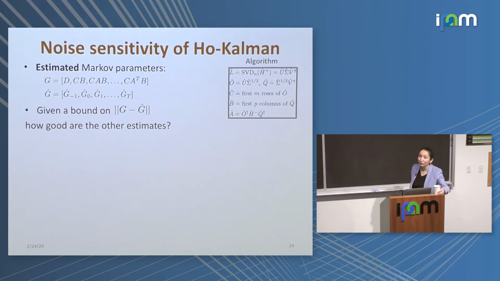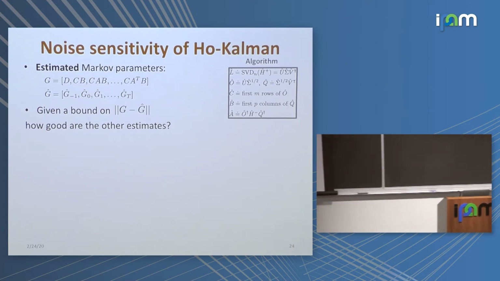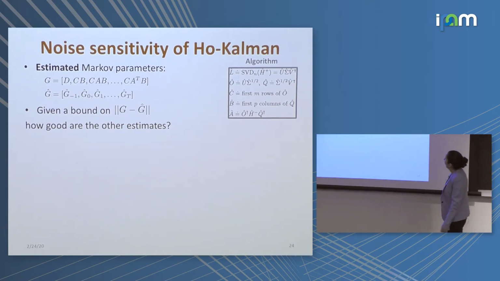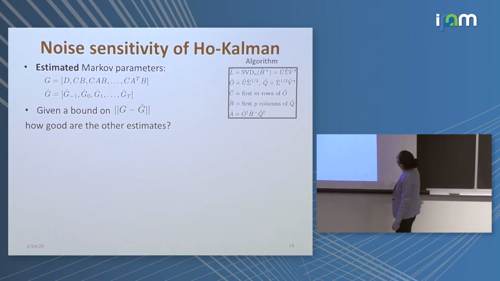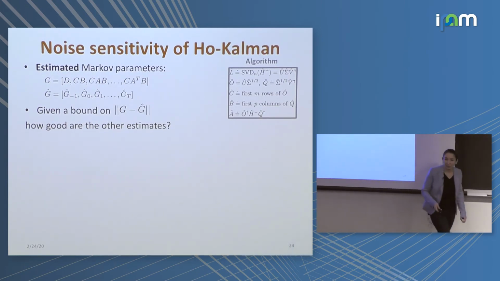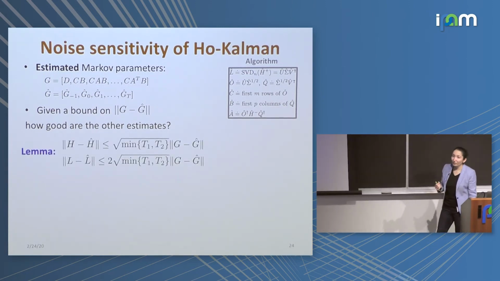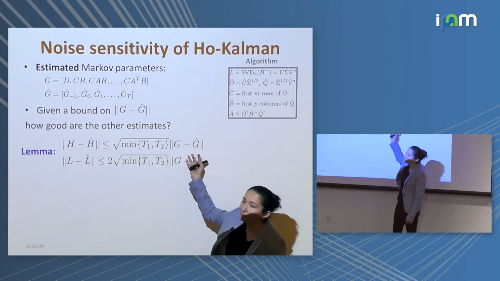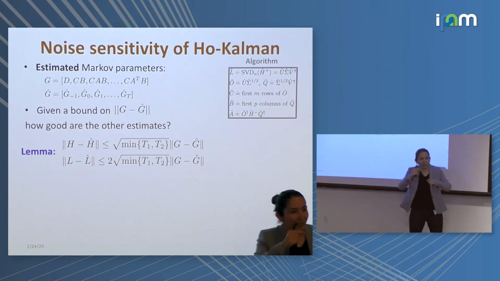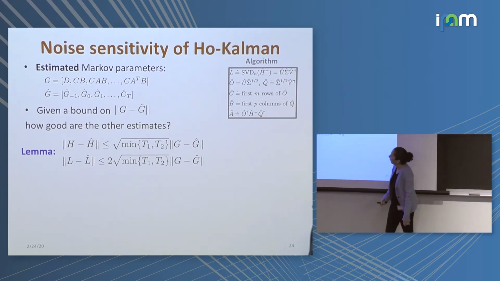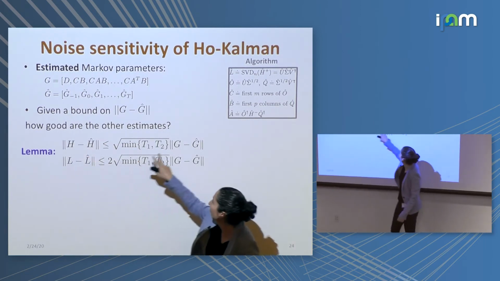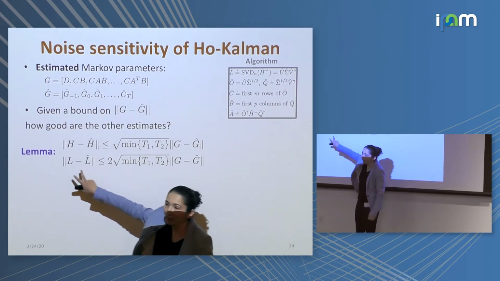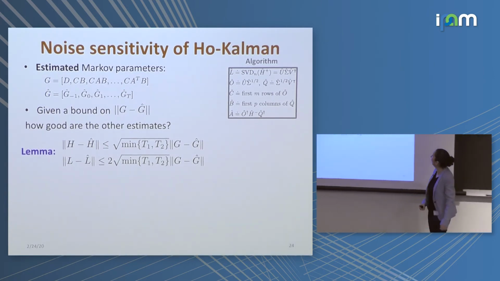So the question we will try to understand is, given a bound on my estimate of G, how good is the estimate of A, B, C, D that I have? One thing we can show, since H is essentially sticking the values in G in a matrix form, is that you can bound the error in H based on the error in G. And you can do the same for L, which is just the SVD of H.